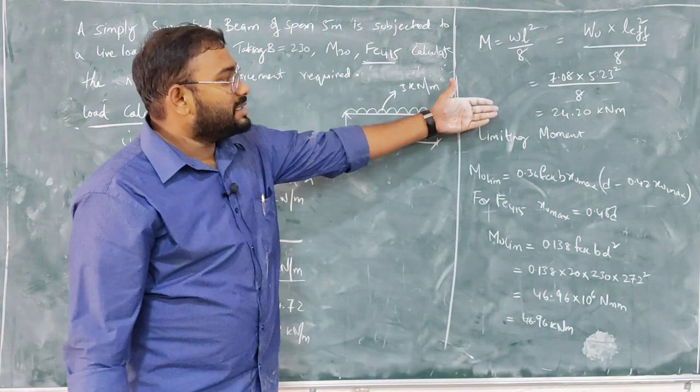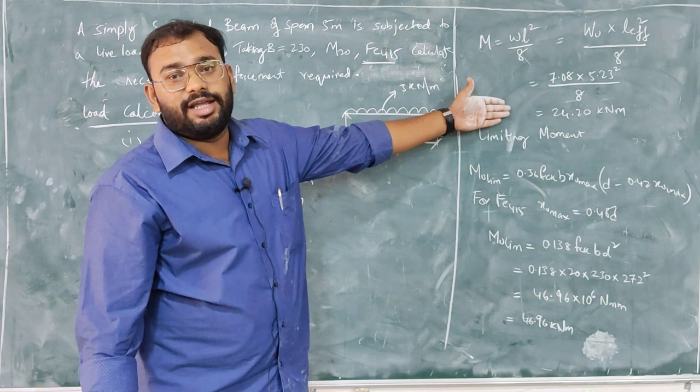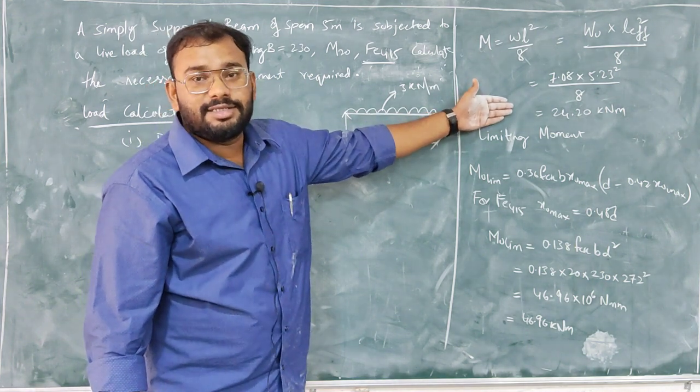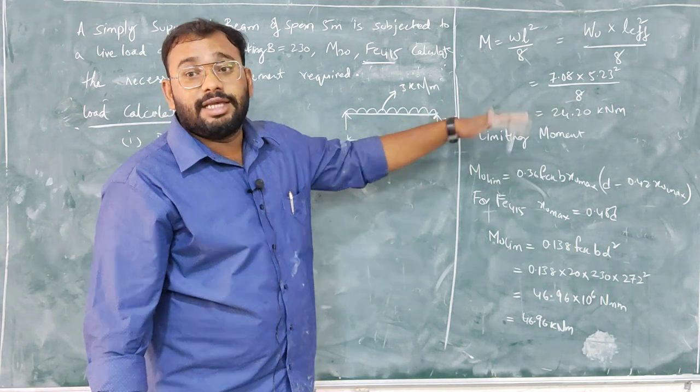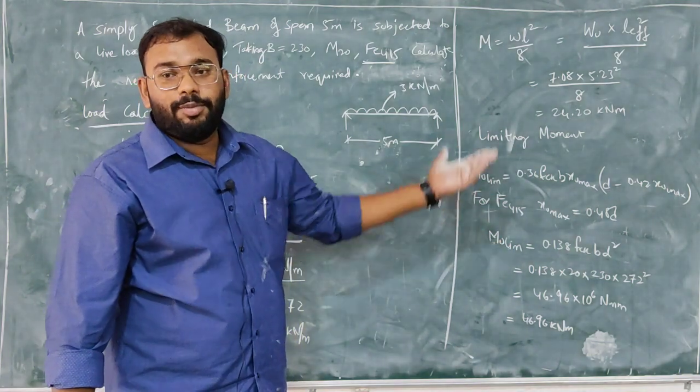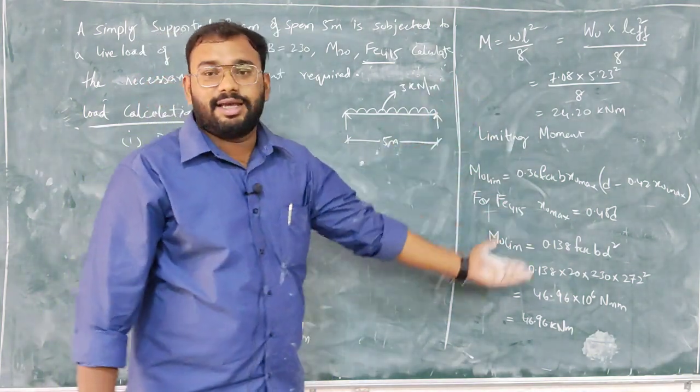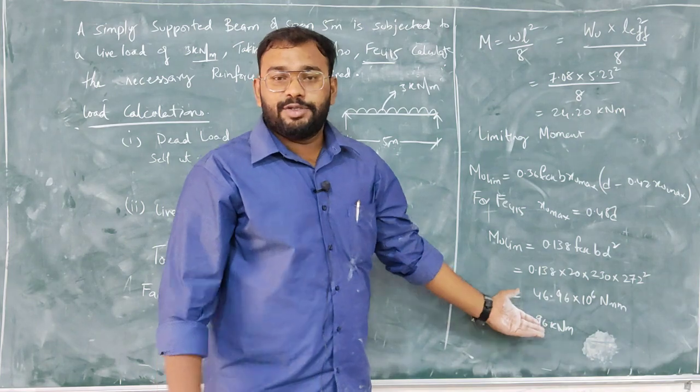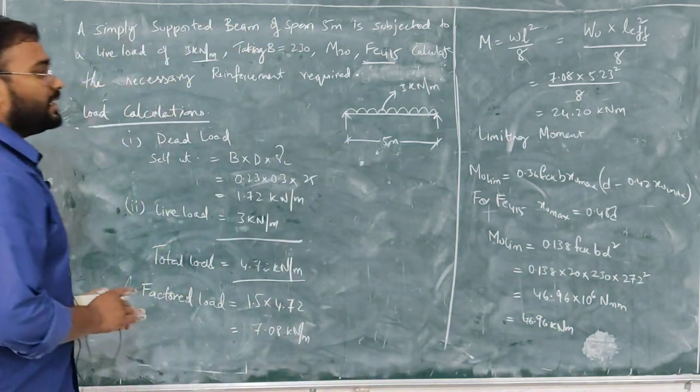Now how much moment is actually applied here? 24. So this is less. What does this mean? Singly reinforced beam. Moment applied is lesser than the capacity of the section. So the beam is termed as a singly reinforced beam.